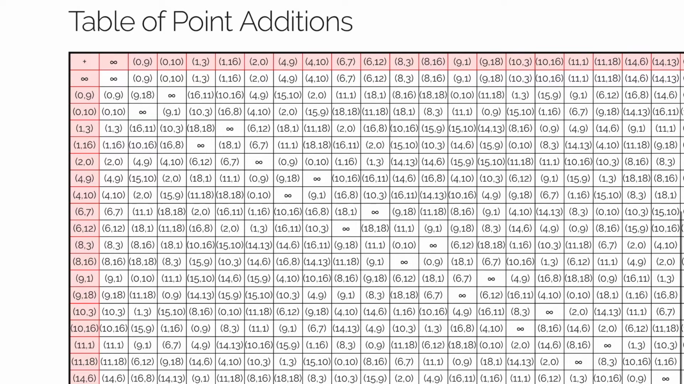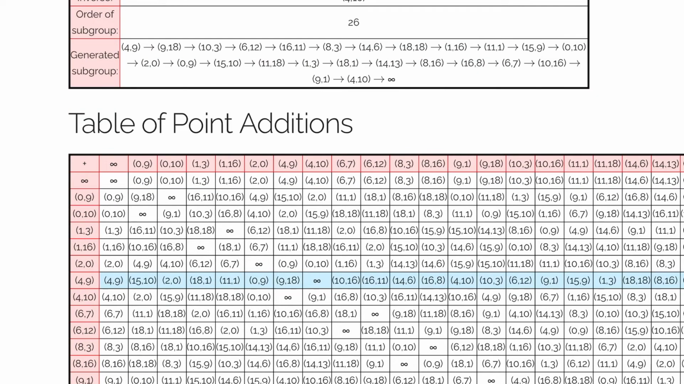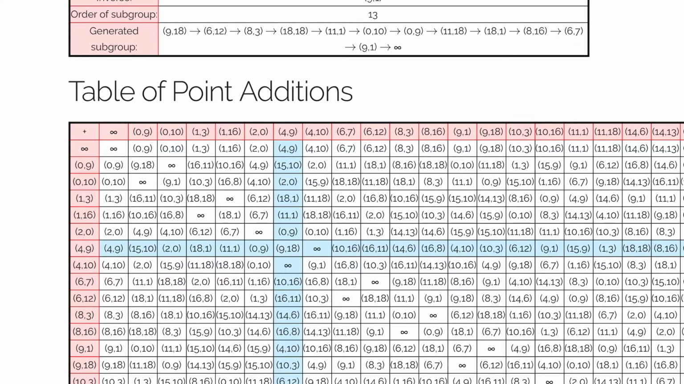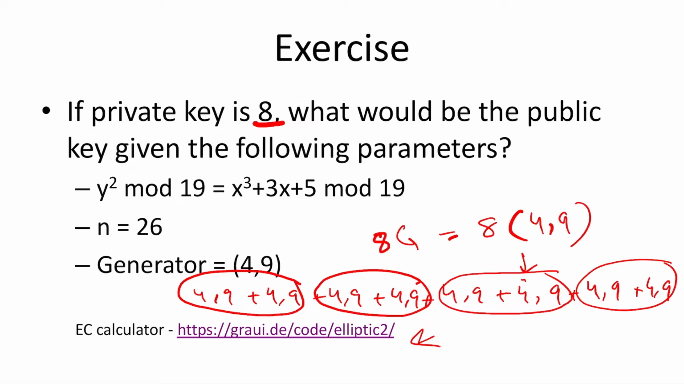And now let's use this table of point additions to add 4, 9 to 4, 9. Let's choose the row which has label 4, 9, and again choose the column which has label 4, 9. So we get 9, 18, which is the result of adding 4, 9 to itself. So we're going to write 9, 18 here, and in all of these places.